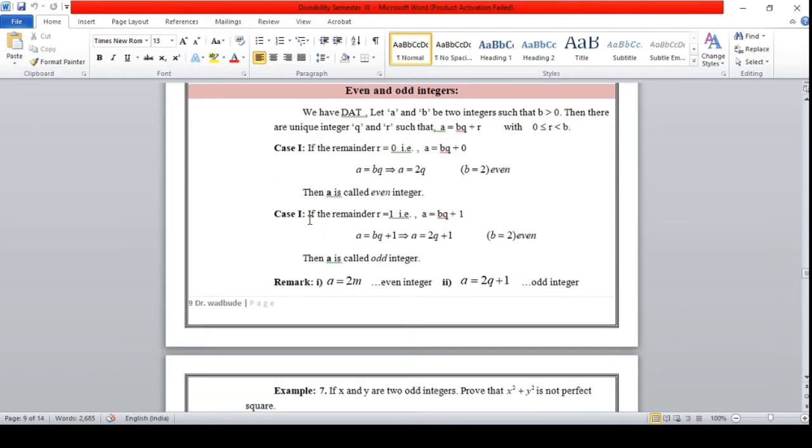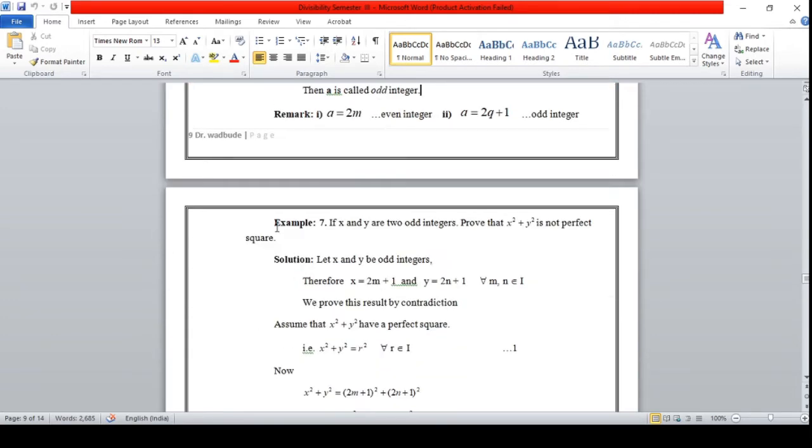Case 2: if the remainder is 1, then a is equal to bq plus 1. This implies a is equal to 2q plus 1, where b is 2. Then a is called an odd integer. This is the most important definition of odd and even integers by DAT. Remark: a is equal to 2m is an even integer, and a is equal to 2q plus 1 is an odd integer. Next example. This example is based on odd and even integers.